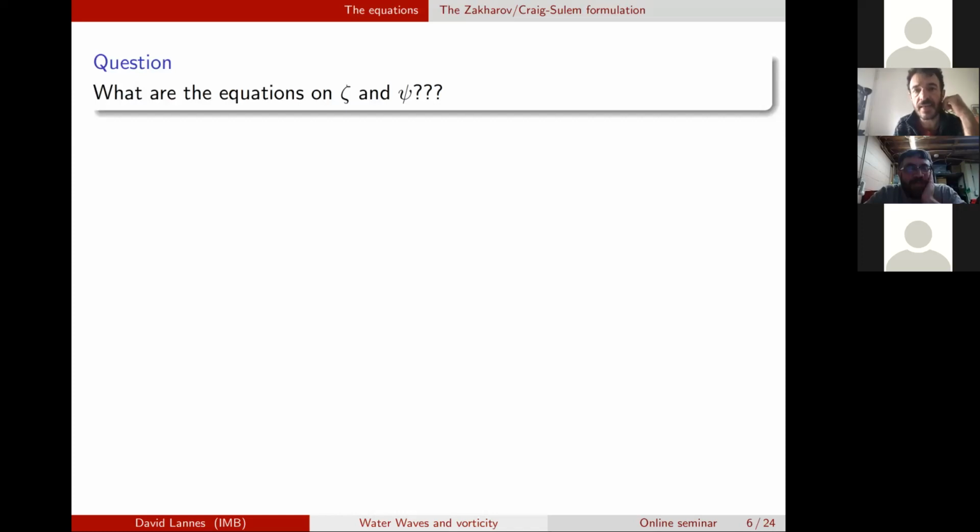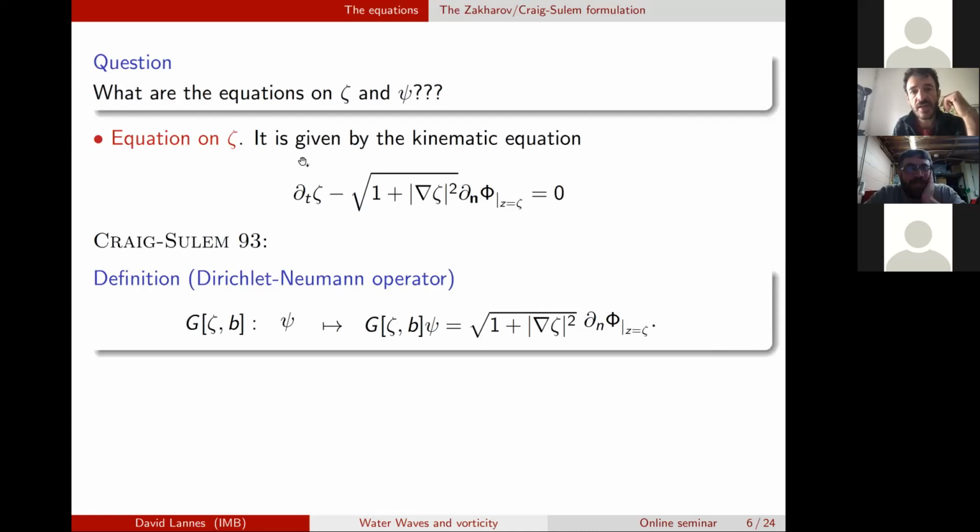So what are these equations? These equations are what are called the Zakharov-Craig-Sulem equations. So if you want to write this explicitly in terms of zeta and psi, start with the first one, the kinematic condition. So you remember that it was dt zeta minus the square root of this and the normal component of the velocity, which is the same as the normal derivative of the velocity potential. And then you just introduce a notation, which is the Dirichlet-Neumann operator, which to every fluid domain determined by the surface zeta and the bottom b associates to function psi.